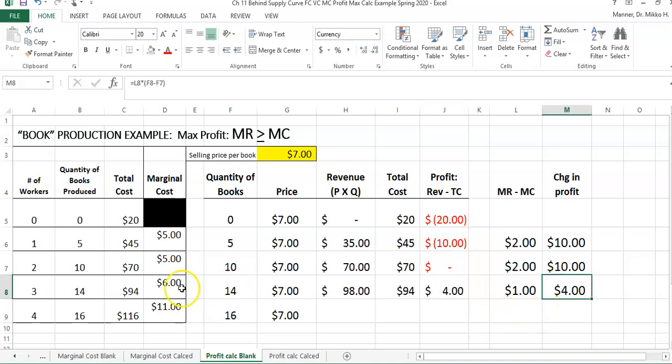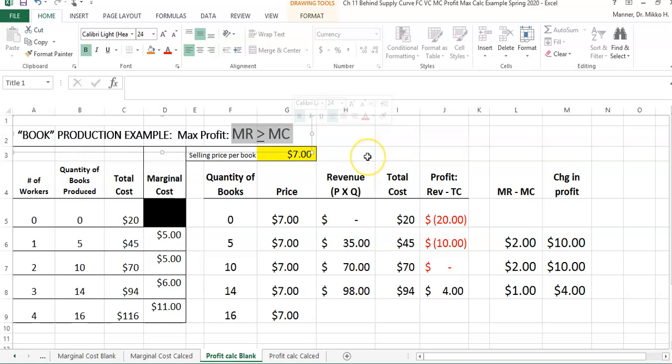Okay. So again, keep producing because of marginal revenue, right? This is going to be true for this chapter and the next chapter and the next chapter. As long as marginal revenue is greater than or equal to marginal cost, that means we're going to increase profit by producing those books. Okay.